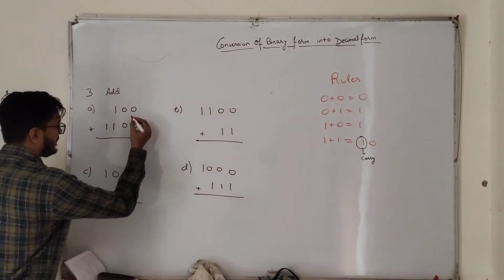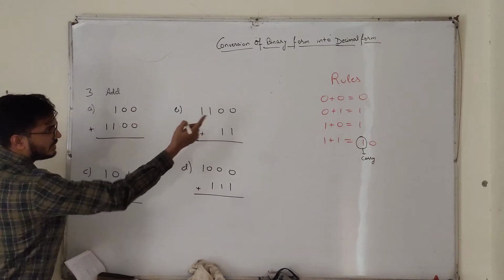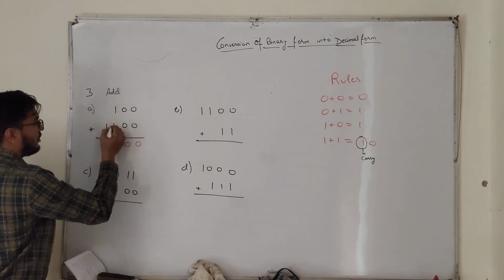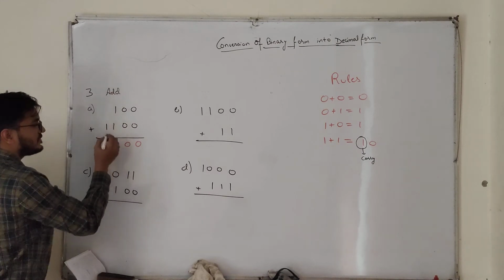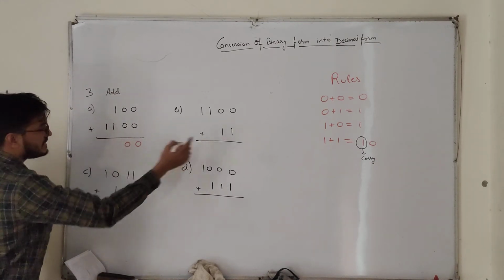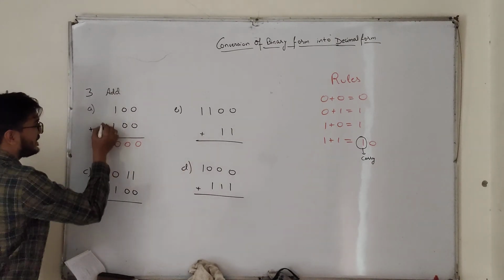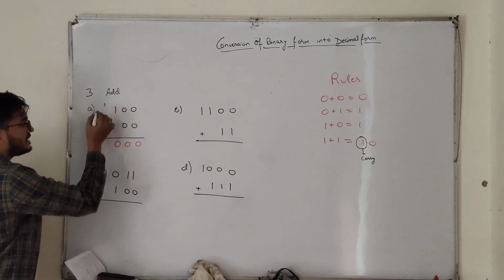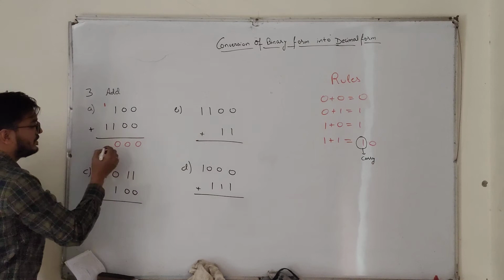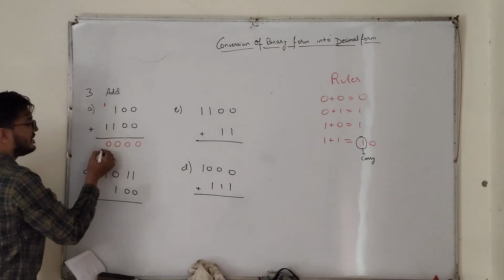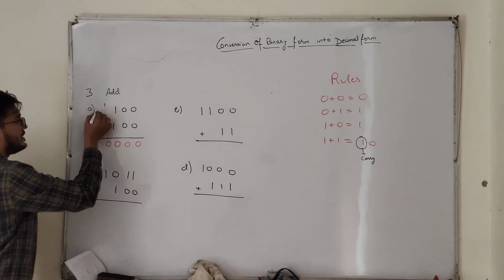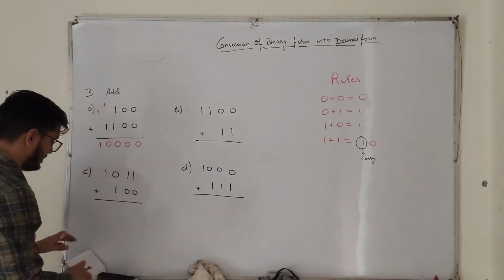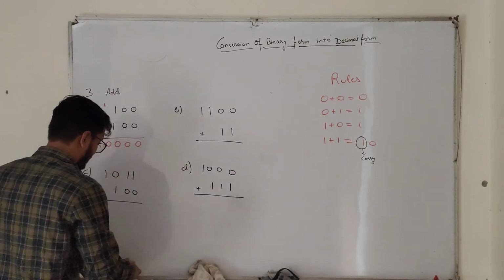Simply 0 plus 0, rule number 1 is 0. 0 plus 0, 0. 1 plus 1, now 1 plus 1 is 1 0. So 0 we will write here and 1 we will carry forward, right? Again 1 plus 1 is 1 0. So 0 we will write here and 1 we will carry forward. So 1 plus 0 is 1. So this is the answer of this.